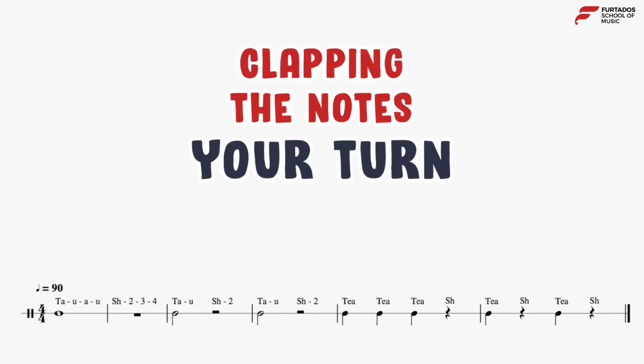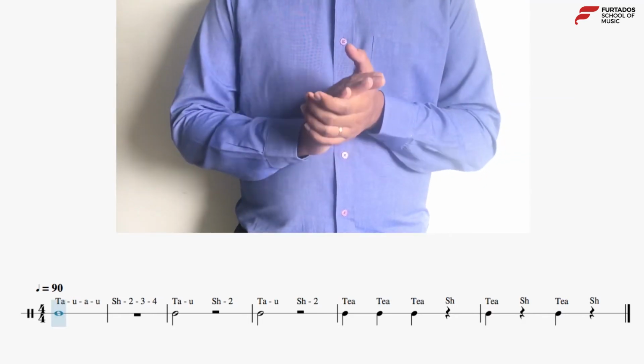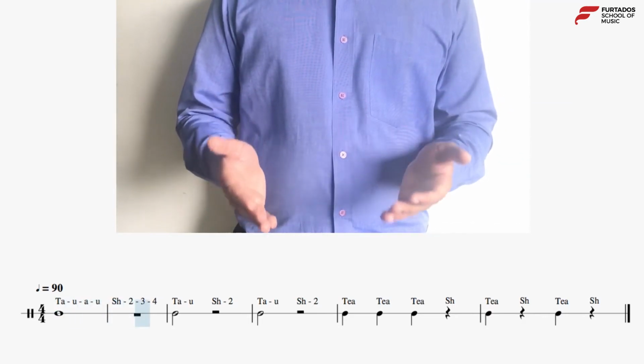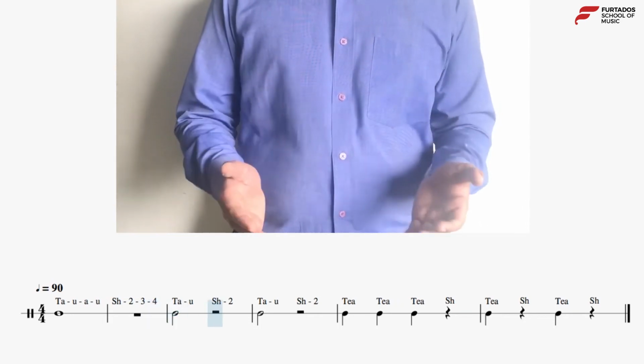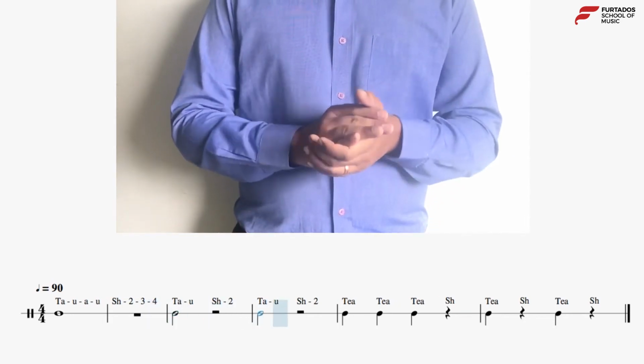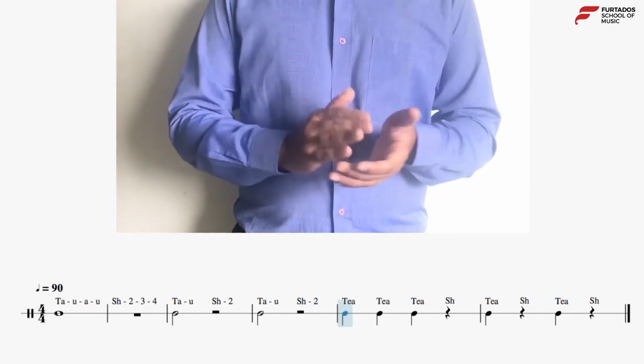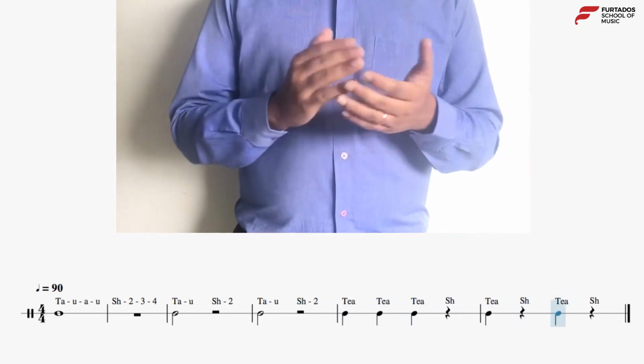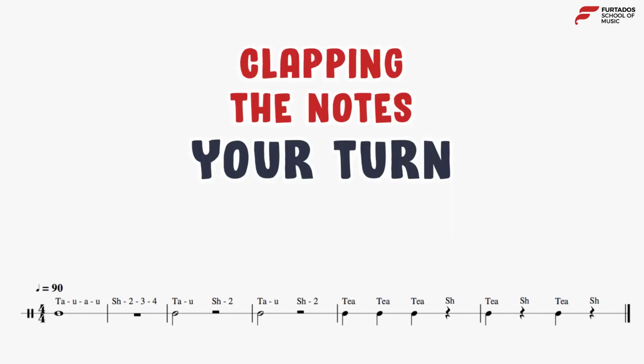Your turn now. And ready, steady, clap and say. Ta, ooh, ah, ooh, shh, two, three, four. Ta, ooh, shh, two. Ta, ta, ta, shh. Ta, shh, ta, shh. And let's do this one last time. Ready, steady, clap and say.